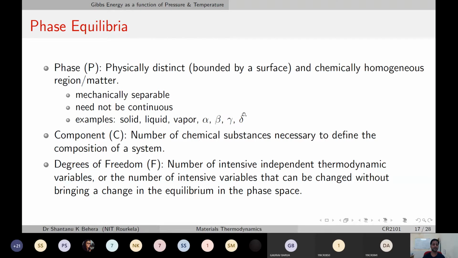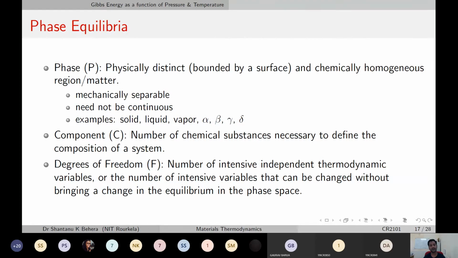Now, in that consideration, another important point comes up, which is called a component. And this is related to chemistry. It is the number of chemical substances necessary to define the composition of the system, right? For example, I have a glass of water, and in that water I have crushed ice inside it. What is the chemical nature of the substance contained in the glass, and what are the minimum possible ways that I can define the chemistry of what is contained in the glass?